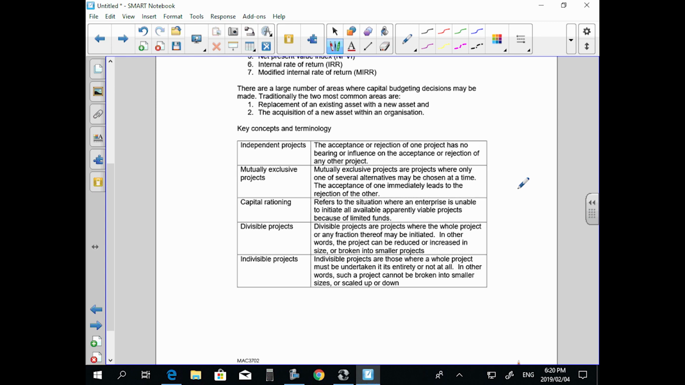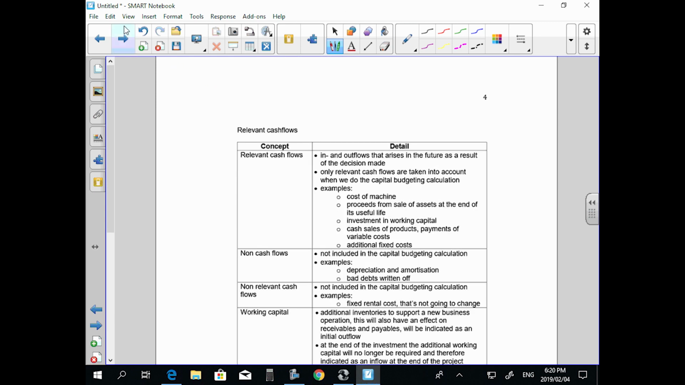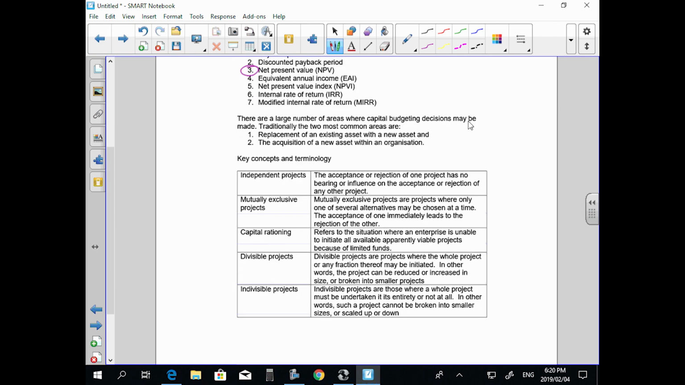You need to understand the key concepts and the terminology. If you don't understand this, it's going to be very difficult to do your cash flow. So your key concepts here is an independent project is the acceptance or rejection of one project has no bearing or influence on the acceptance of another project. So two very separate projects. Like auditing, you're independent. There's no relationship between the two. You can do A or B, or you can do A and B. You don't have to accept one to accept the other.